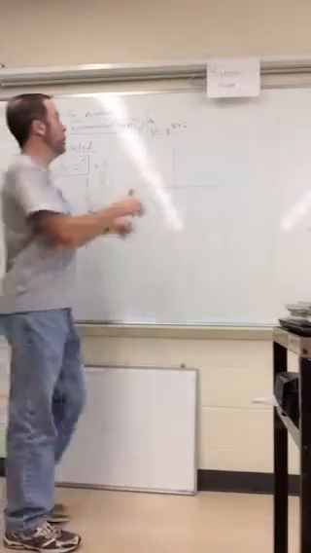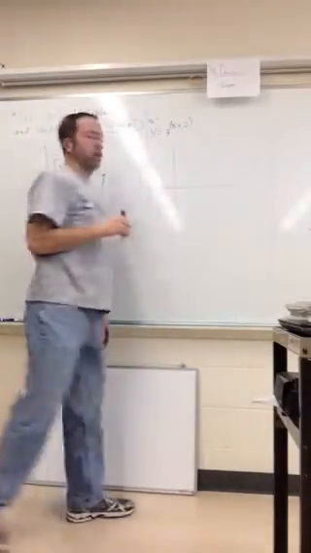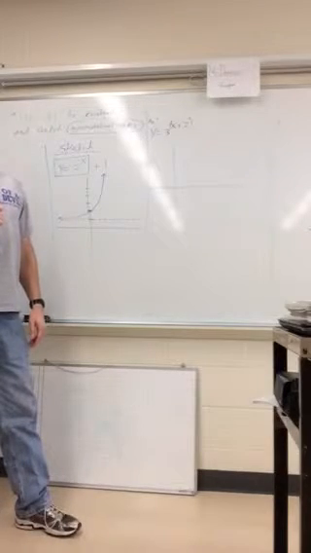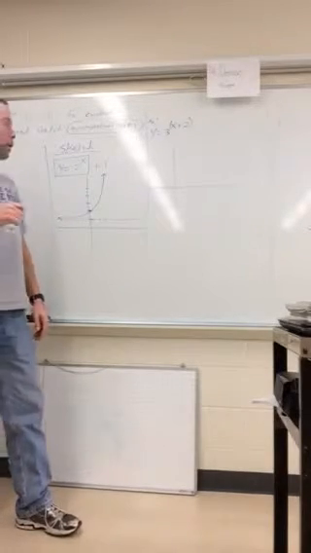It's going up 2. Nope. It's going to move to the left 2. Left 2. Right, because it's inside the function, not outside the function. Correct. And it doesn't have any vertical asymptote. There's no vertical asymptote.